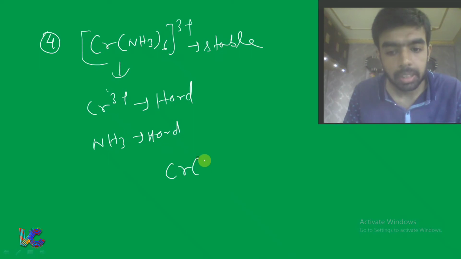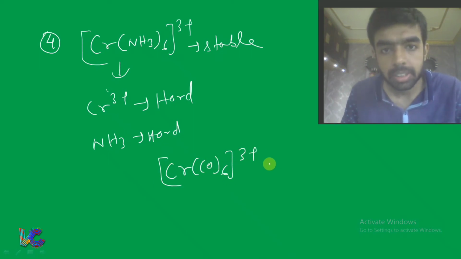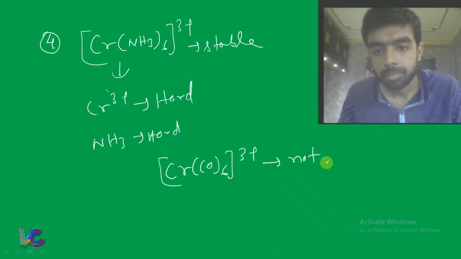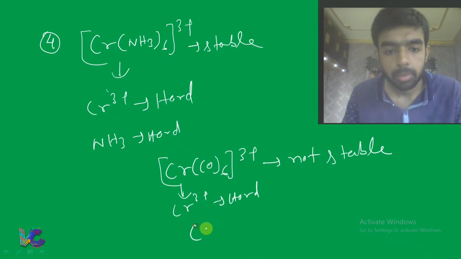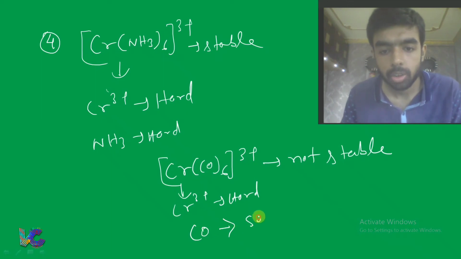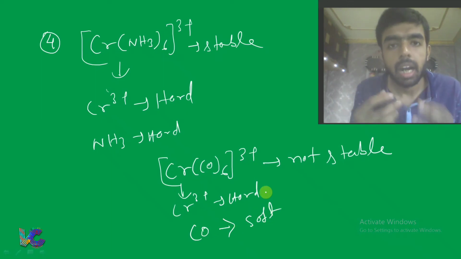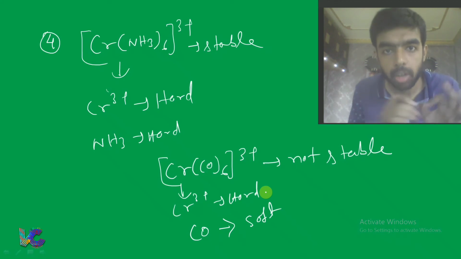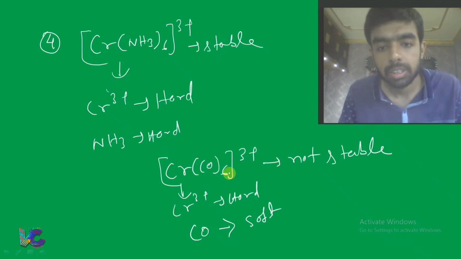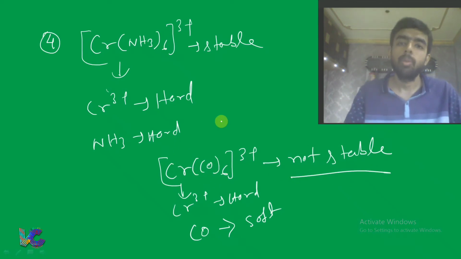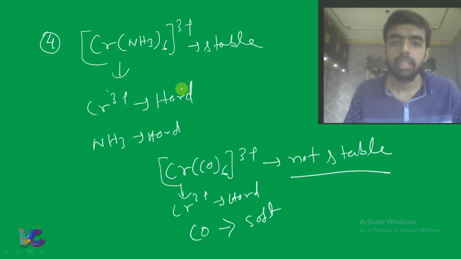But if you see the example of Cr(CO)6 3+, then it is not that much stable, because Cr3+ is a hard metal, but the CO ligand is soft in nature. That means it is a hard-soft combination, but a hard-soft combination according to the HSAB principle is not preferred. That means this Cr(CO)6 3+ is not a stable complex. But Cr(NH3)6 3+ is stable.